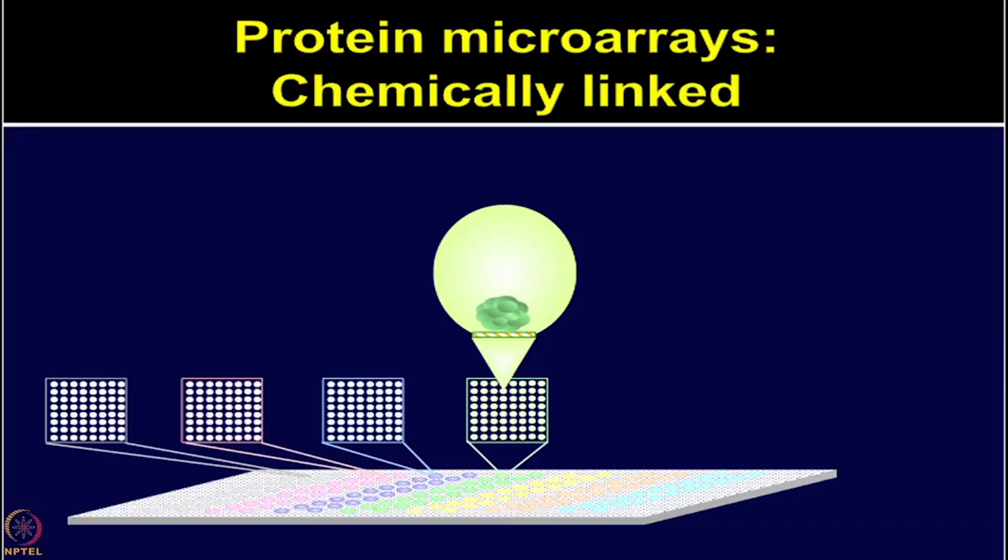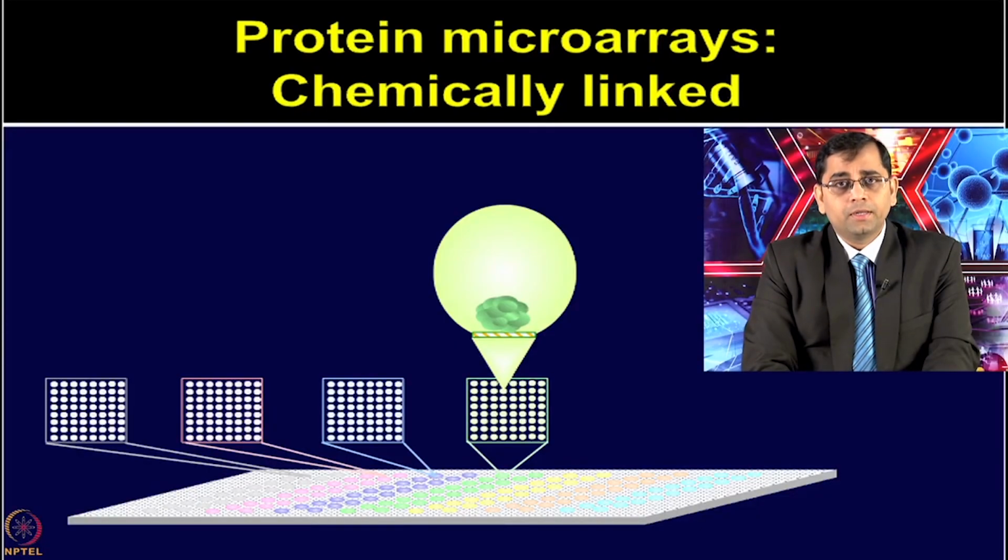The very conventional and most widely used method for printing proteins involves chemical linkage. The purified proteins are immobilized on a functionalized glass slide, and it can be used for various applications. If one can purify a large number of proteins, then of course, this will be the most ideal system, where the purified proteins could be printed, and now you can use it for different types of applications.